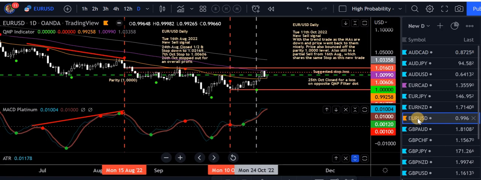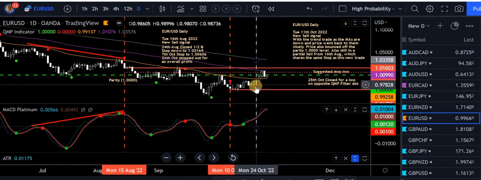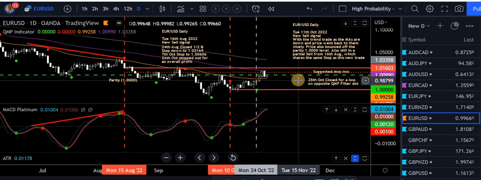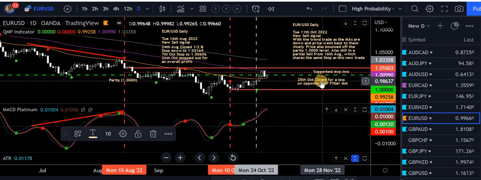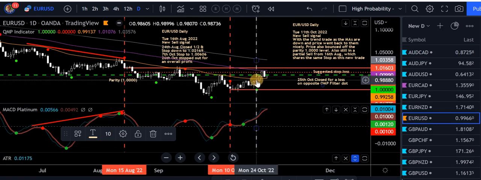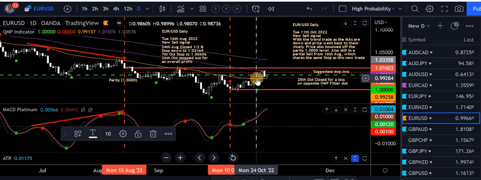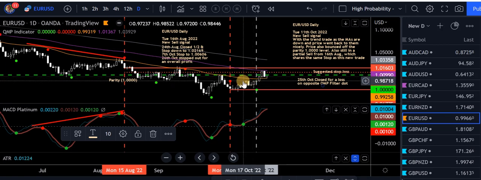All right, Euro USD, it's highlighted in orange. All right, two things on this one. So let's have a look at the most recent trade, which is a sell here. On the 25th of October, closed for a loss on an opposite QMP filter dot. So here's a green dot. I think the stop was up here somewhere on that red dotted line. I've closed it, so I've taken a smaller loss there. So we lost on that. No dramas, not a huge loss. So if I risked 1% on that trade, I probably only lost 60% of that 1%. So it's not a huge loss, and it makes sense to get out there.